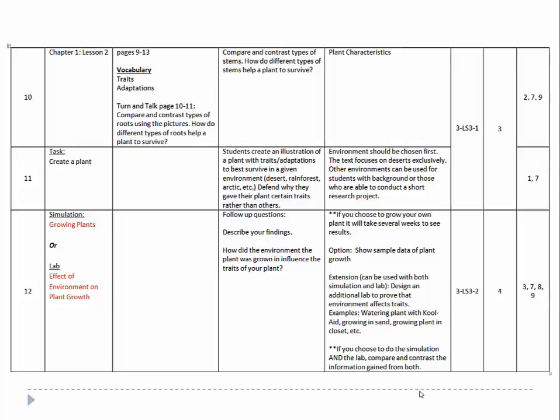Lesson 10 uses the text, pages 10 through 13, to allow students to examine the traits and adaptations that help plants survive in different environments. Lesson 11 has students apply this knowledge to create a plant that would survive in a given environment such as the desert, rainforest, or Arctic. This lesson may require some additional research by the students to become familiar with the structure and characteristics of plants found in these unique habitats.